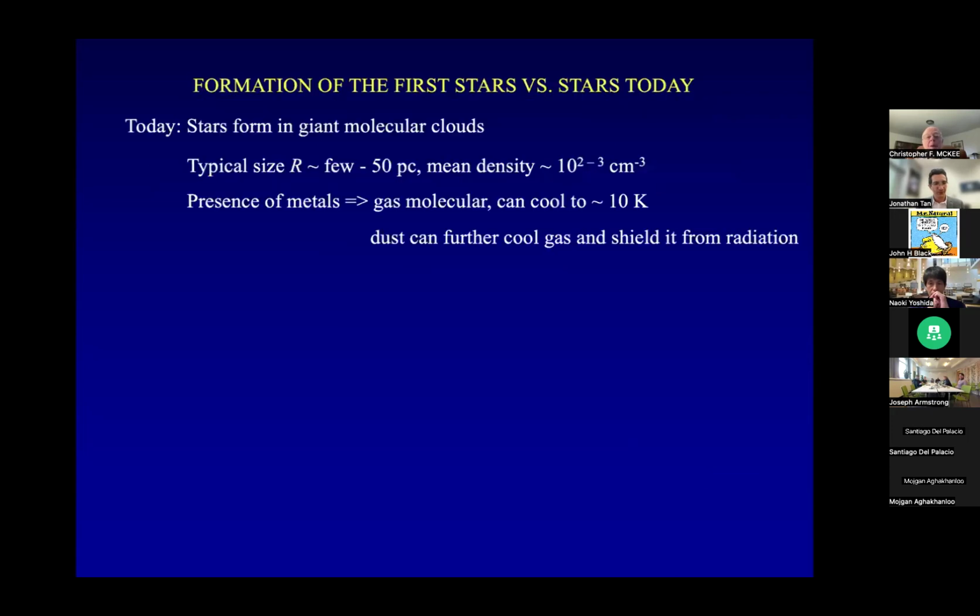So first, let me contrast the formation of the first stars versus stars today. Today, as we know, stars form in giant molecular clouds. The typical size of these clouds is a radius of a few to 50 parsecs. Their mean density is around 100 to 1,000 per cubic centimeter. And of course, clouds today have metals, that is, heavy elements in them. So the gas is molecular and can cool to about 10 Kelvin. And the dust can further cool the gas and shield it from radiation.